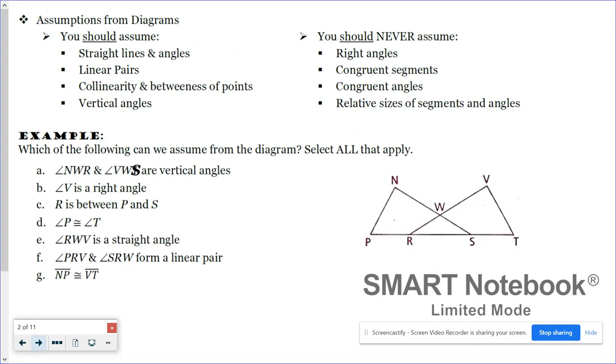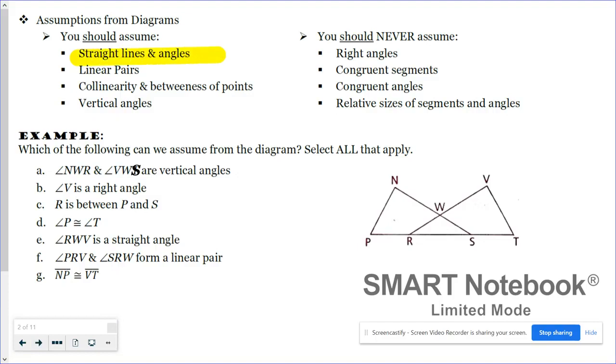Okay. Assumptions from diagrams. You have heard me tell you this multiple times: we never want to assume that any diagram is ever drawn to scale. And there are other things that we should never assume as well, but let's talk about the few things that we can. So we can assume straight lines and angles.